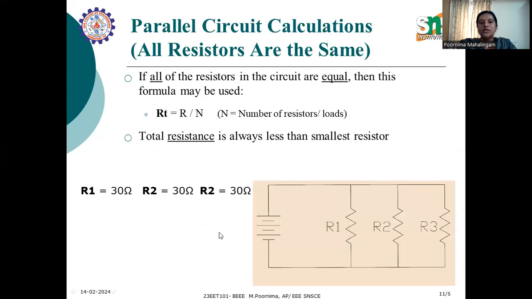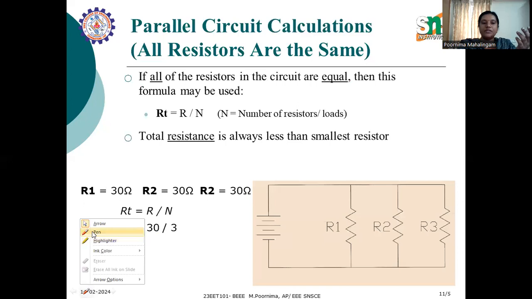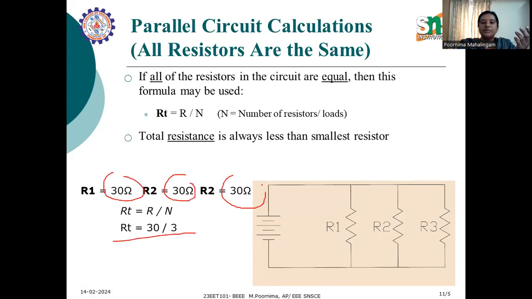Okay. Here again, all the resistors have the same value. If all the resistors have the same value, then what happens? The value is divided by the total number of resistors. Here all the resistances are the same, hence it is divided by the total number of resistors.